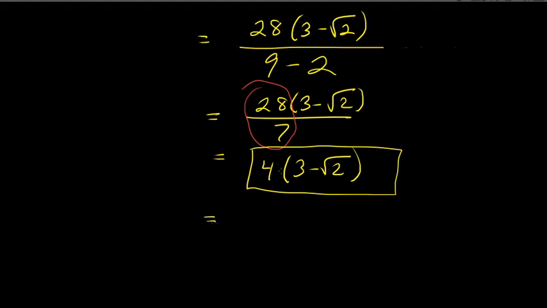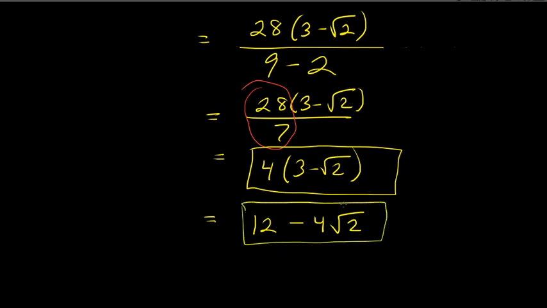So feel free to leave it like this, or if you multiply it out, you get 4 times 3 is 12 minus 4 times the square root of 2. I'm not picky. I will accept either of these.